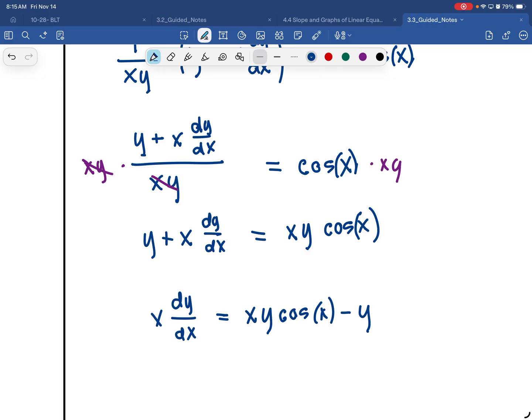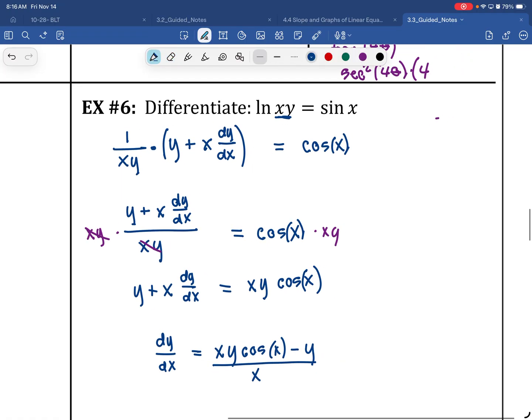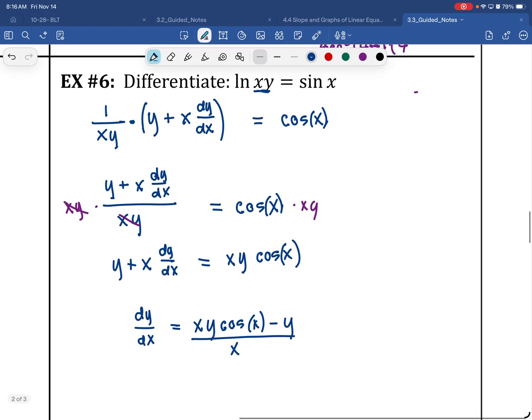And then to get rid of that times x, I just divide by that x. That is a fairly large amount of algebraic manipulation. Some people say the hardest part of calculus is algebra. That's a pretty good example of, it's not really that hard, but it's a lot.